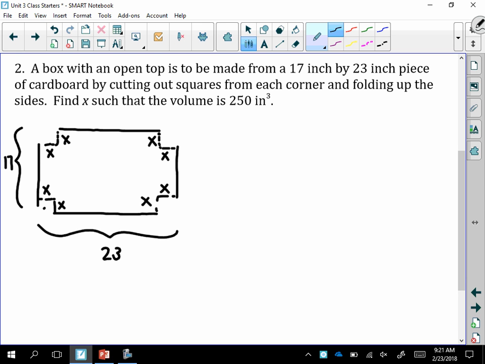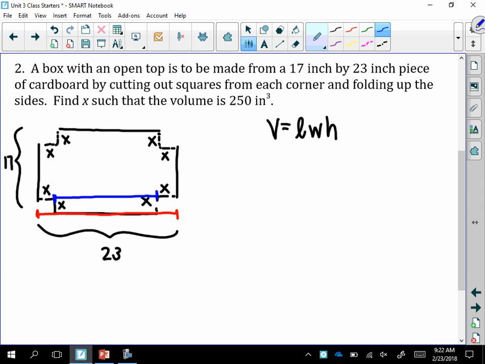What I want is to form a box that has a volume of 250 cubic inches. So we're dealing with volume. How do you find the volume of a box? Right, length times width times height. But I want to convert all of that to be in terms of x, because it says find x such that the volume of the box is 250. So originally, our length was 23 inches. So this entire side from here to here was 23 inches. But once I fold up these sides, the length's actually going to go from here to here.